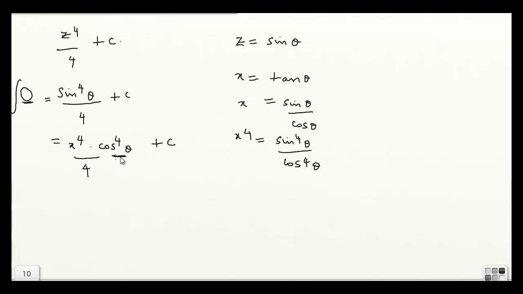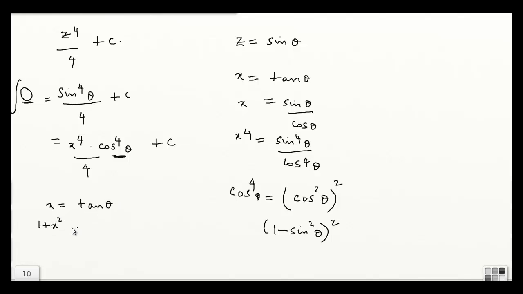Again, we have to get rid of this cos to the power 4 theta, and we can do that by simply rewriting that as cos square theta whole square, 1 minus sine square theta. And okay, that's not leading us anywhere, so let's go back and do some more simplification. We've got x is equal to tan theta, so 1 plus x square should be equal to secant square theta. So 1 over 1 plus x square should be equal to cos square theta.